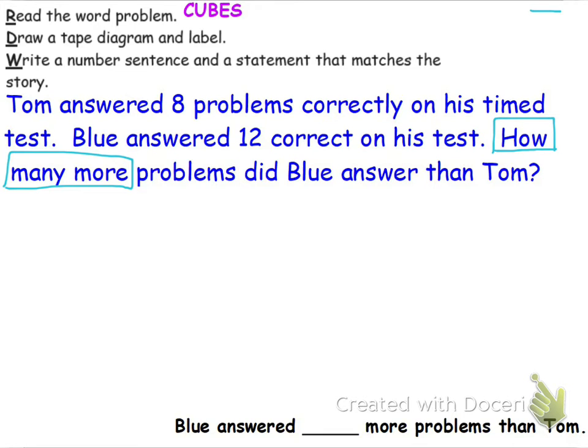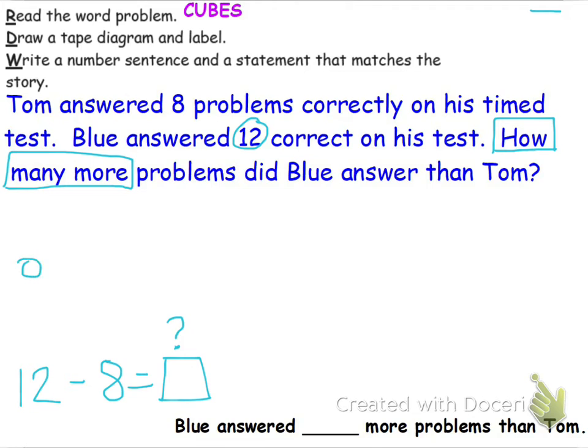Now, whenever you subtract, the answer is the difference. So you're trying to find the difference between Blue's 12 correct and Tom's 8 correct. All you have to do is subtract 12 minus the 8 from Tom, and that will equal your difference. Remember, the difference is the answer to a subtraction problem. So this is the subtraction problem that we're going to do. We know that we're subtracting here, so the biggest number is our whole. Whenever we know the whole, we circle the whole, and then we draw it.